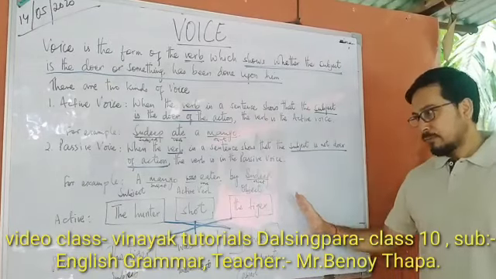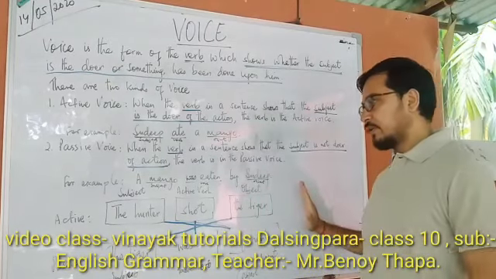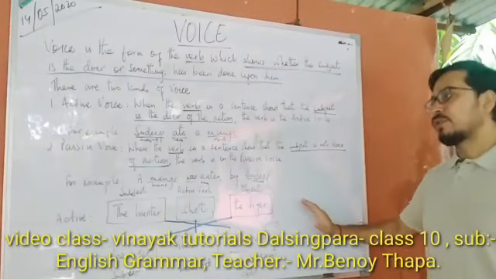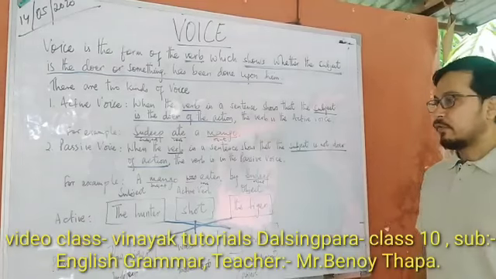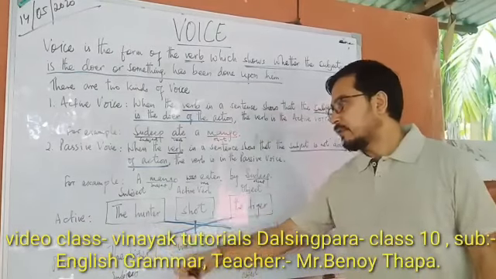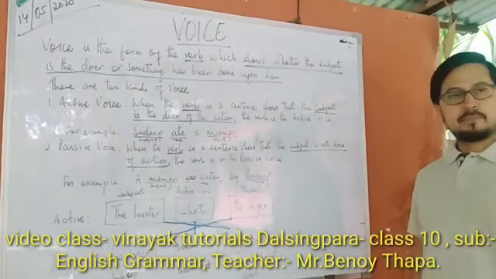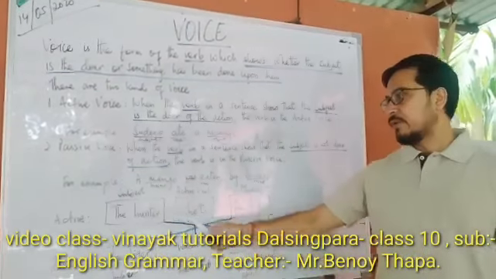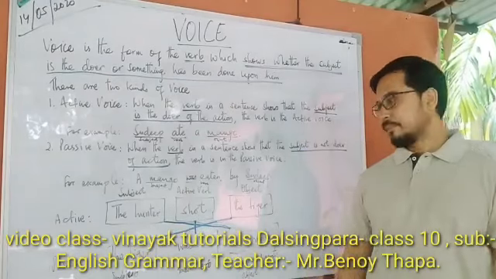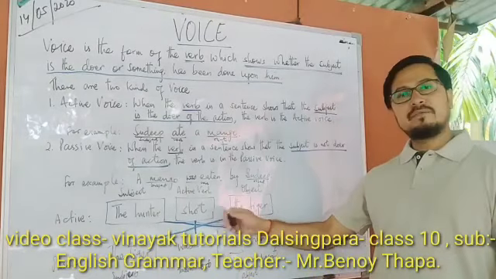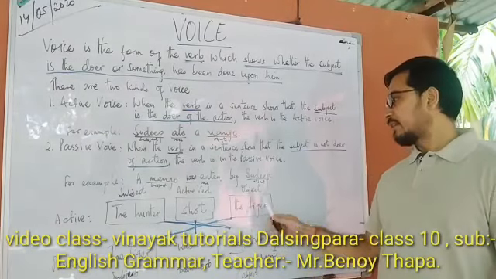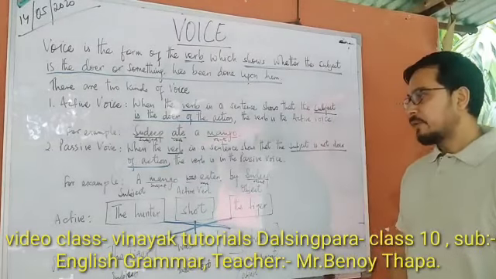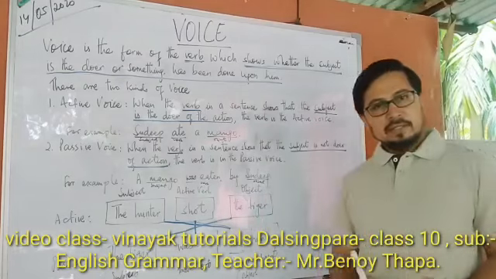Now I have drawn a small chart here. You can look carefully at how we can convert active voice into passive voice. In active voice I have written: The hunter shot the tiger. Look carefully, the hunter shot the tiger. Now the hunter is the subject, shot is the active verb, and the tiger is the object here. Now if we need to interchange it, how can we do it?